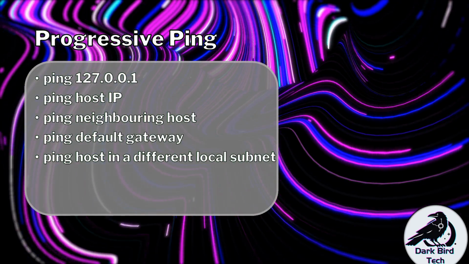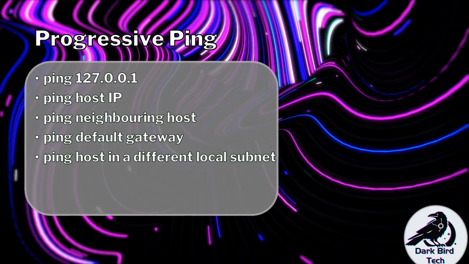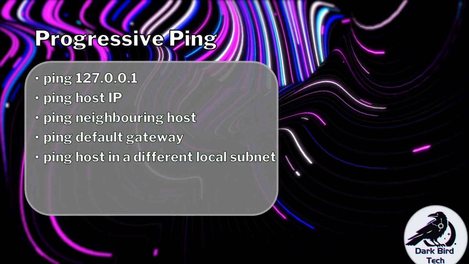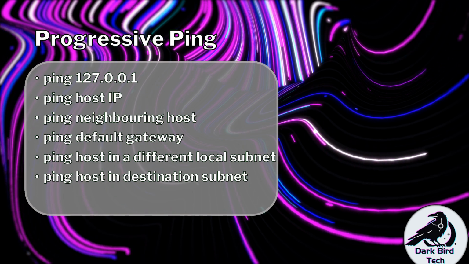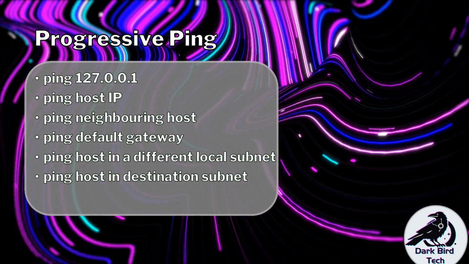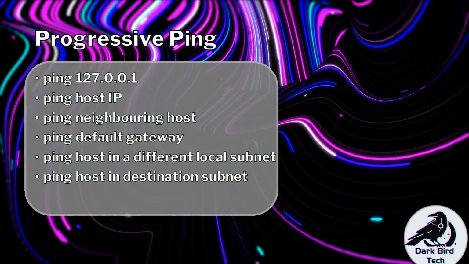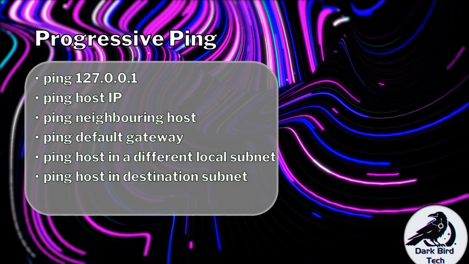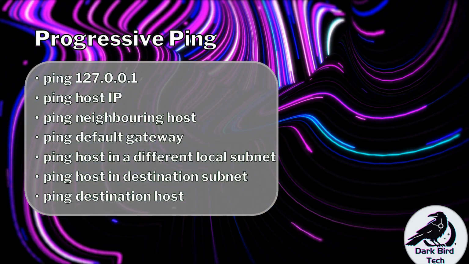So in other words, another LAN segment that the router could get you to check that at least internal routing is working fine. Then you might want to ping a host in a destination subnet that you're trying to get to. Not necessarily the intended destination, but another device in that same network to see if you can get a message to something else in that same network. And finally, ping the destination host.